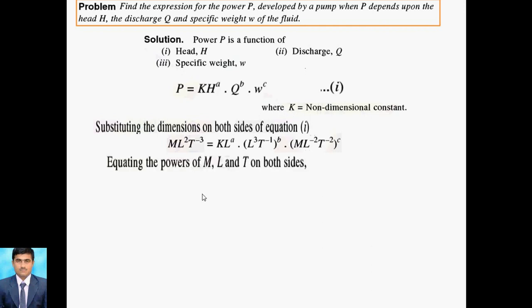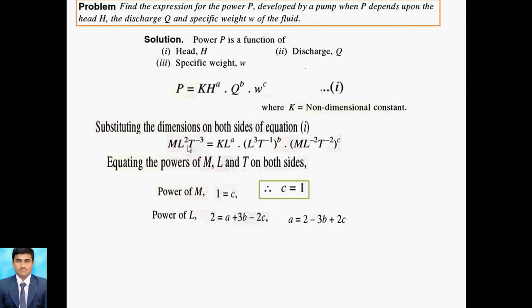So this is about equating the powers of M, L and T on both sides. So here for the power of M, it is 1 on the left side, so c is equal to 1, since only M is present on that side and that side. Then next go for the power of L. L is 2 on the left hand side. Then on the right, a as it is, then 3b, and minus 2c.